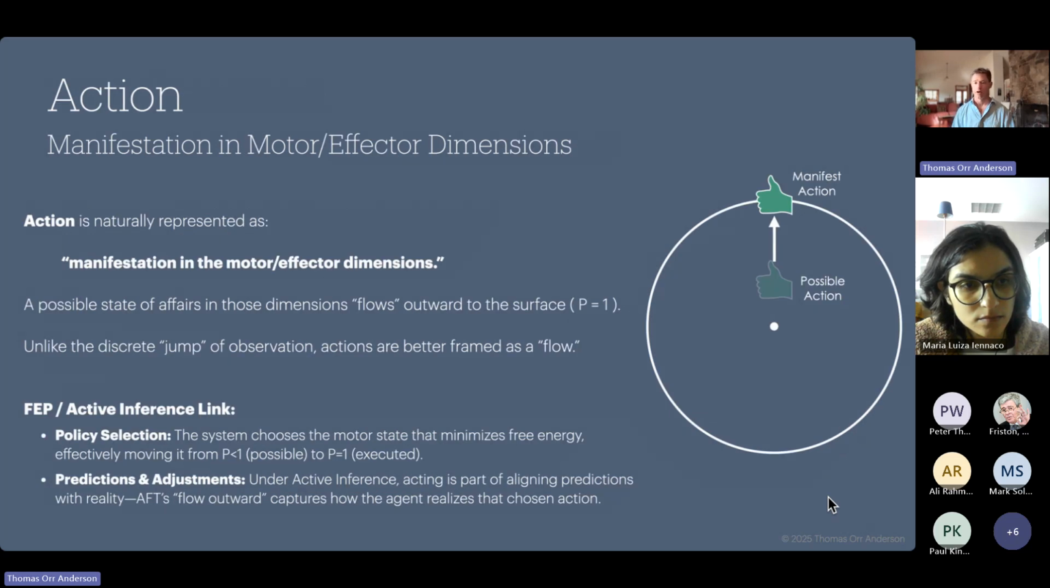Action in this framework is simply the same thing as manifestation in the motor effector dimensions. A possible state of affairs flows outward to the surface, that state of affairs being a possible action. And the links to free energy principle and active inference are probably already familiar to you.